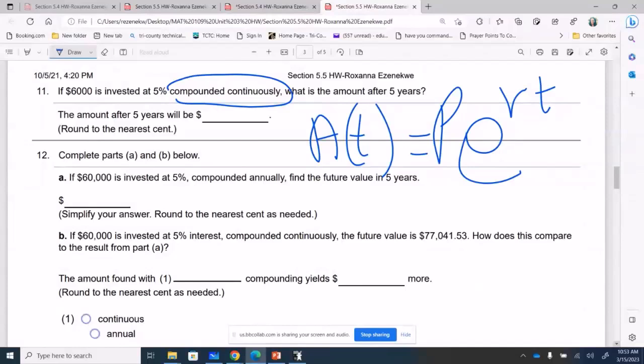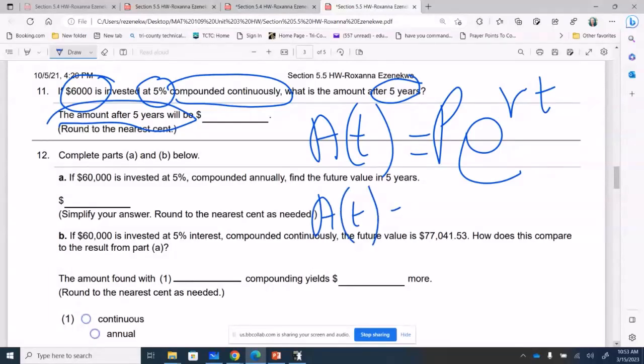Okay, and then you plug in what you have. The principal is 6,000. The rate is 5% or 0.05. The time is 5 years. So we have everything. We're told to find the amount in 5 years. So what is going to be the amount in the bank after 5 years?